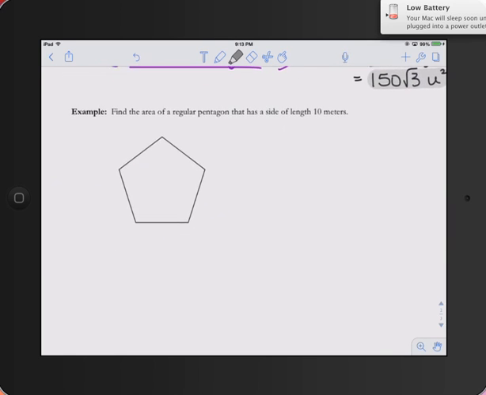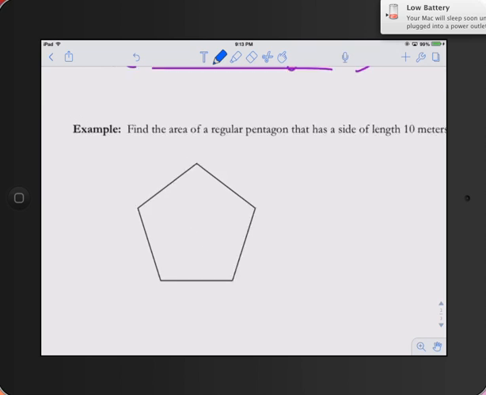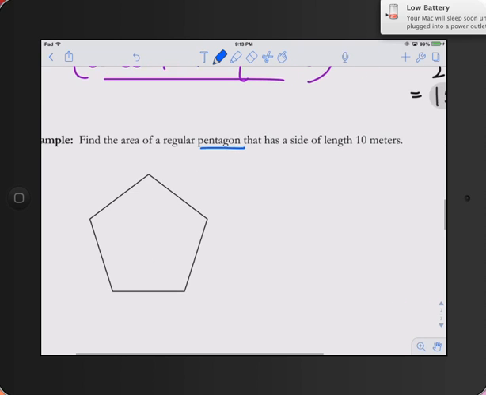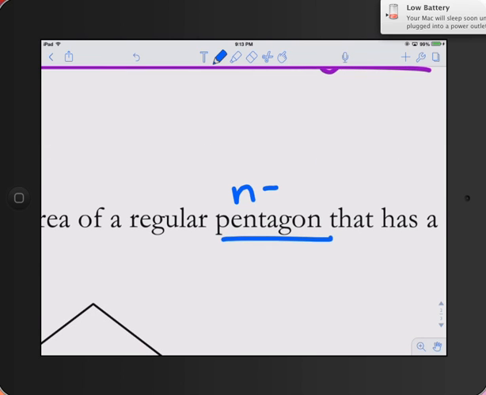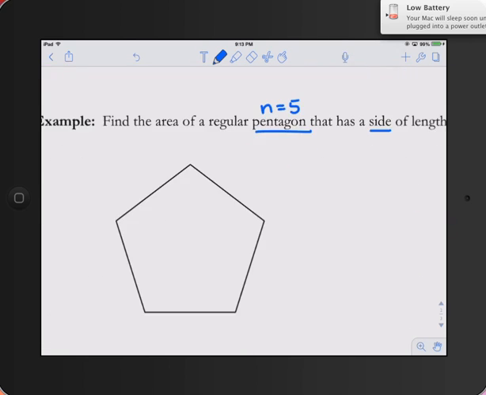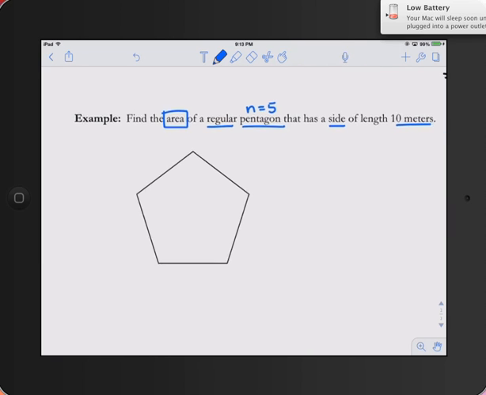Okay, last problem. Find the area of a regular pentagon that has a side of length 10 meters. So we've got a pentagon. How many sides? You need to know that in case I don't give you the picture. There's 5 sides. Now again, this is regular. This one just asked you for area, but remember I told you really need the perimeter to do the area anyway, so you might as well find the perimeter first.